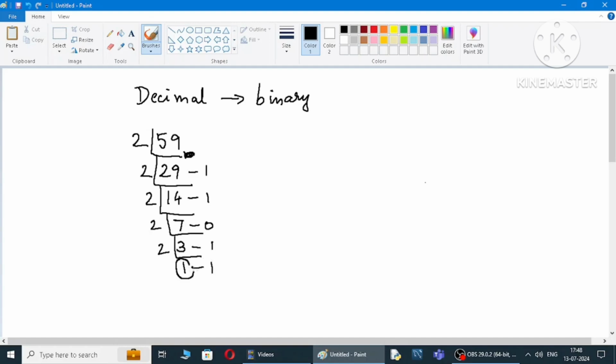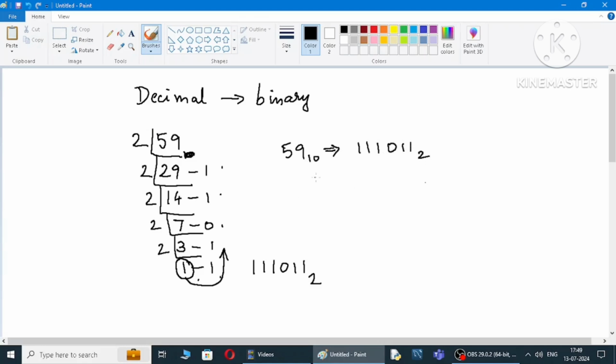So start from this digit. This is very, very important. And go upwards and write it 1, 1, 1, 0, 1, 1 to the base 2. So 59 to the base 10 is equal to 111011 to the base 2.